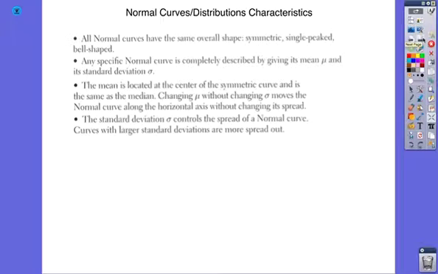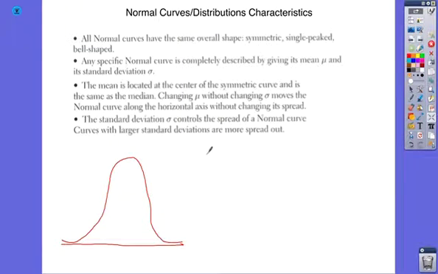All normal curves have the same overall shape, and that shape is symmetric, single-peaked, and bell-shaped. Basically, the normal curve is going to look like this. You have your x-axis, and then you would have your normal curve. Any specific normal curve is completely described by giving its mean, mu, and its standard deviation, sigma.